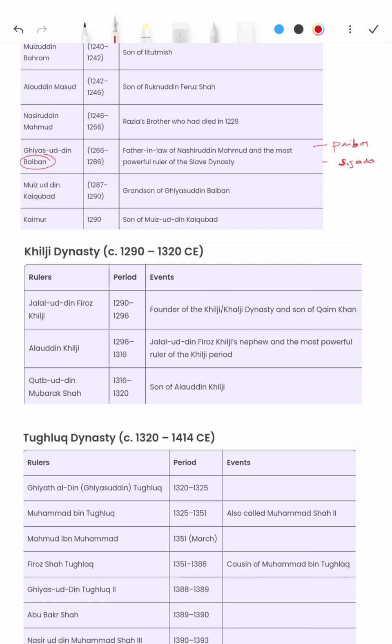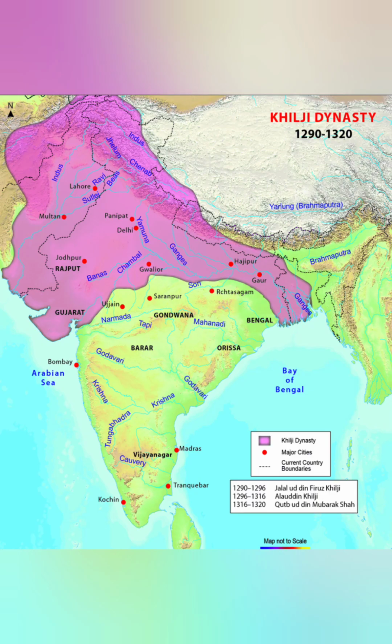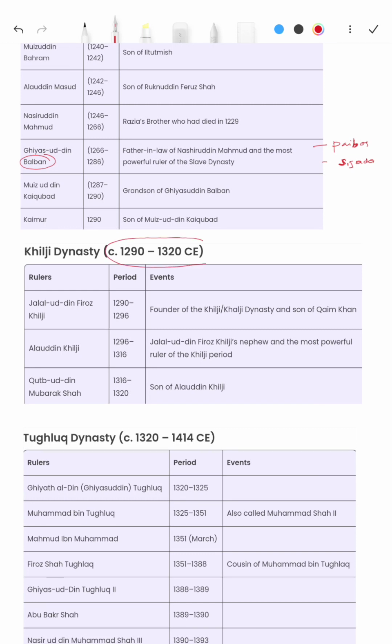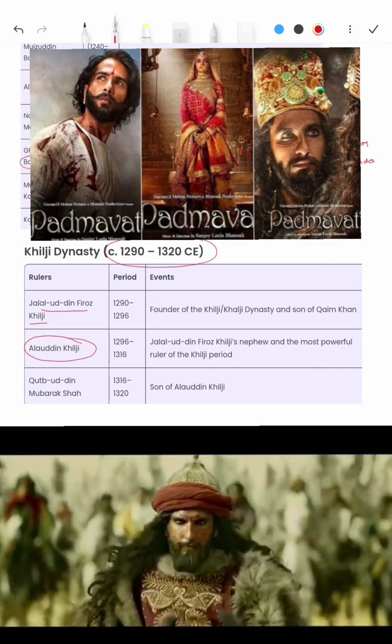Then came the Khilji dynasty. You can see their map from here. Time ranging from 1290 to 1320. The founder is Jalaluddin Feroz Khilji, and the famous and most powerful ruler of the Khilji dynasty is Alauddin Khilji. The movie Padmavat is based on this sultan.